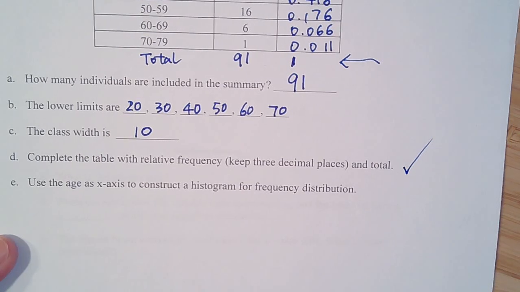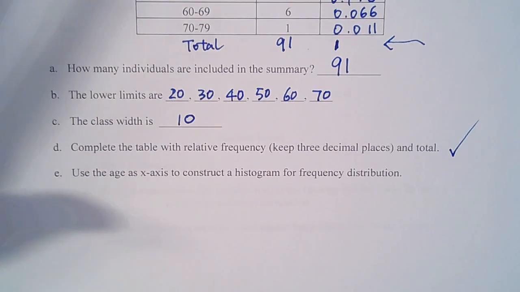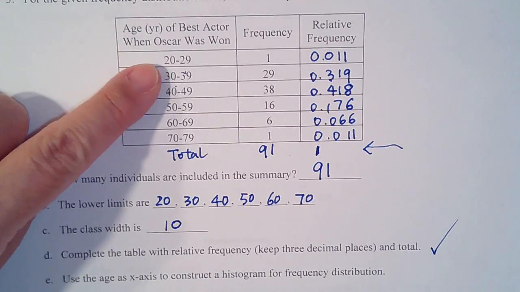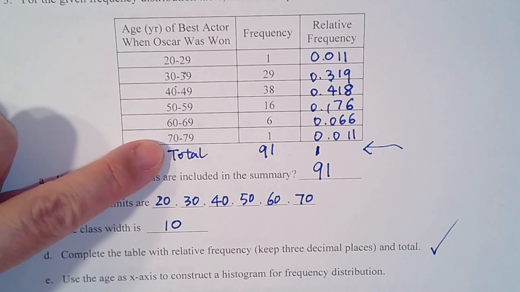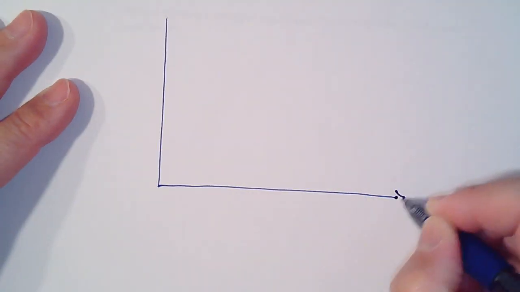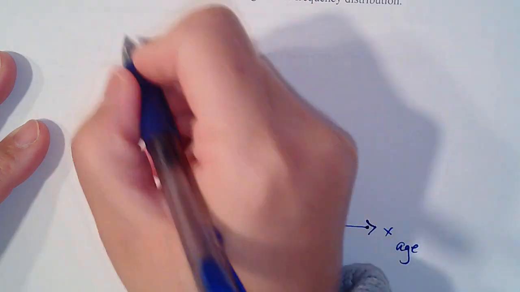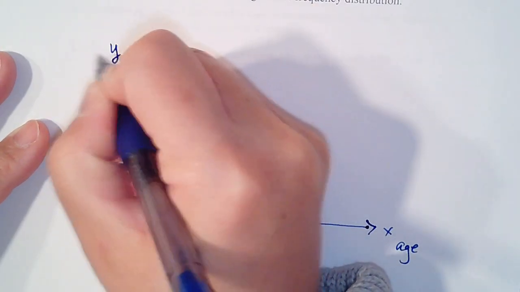And the last one, I ask you to use the age as the x-axis to construct a histogram for the frequency distribution. I have to have 20 to 70 as the x-axis. That's how you do it. So you draw this. X, that's age. And Y, that is the frequency.